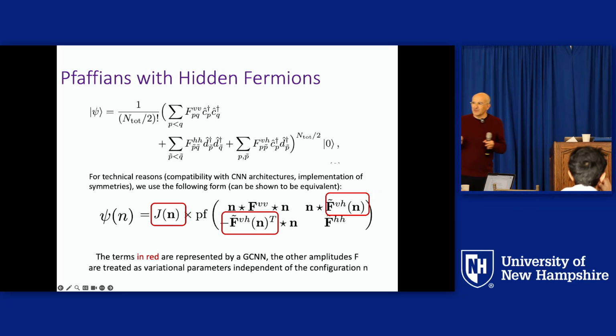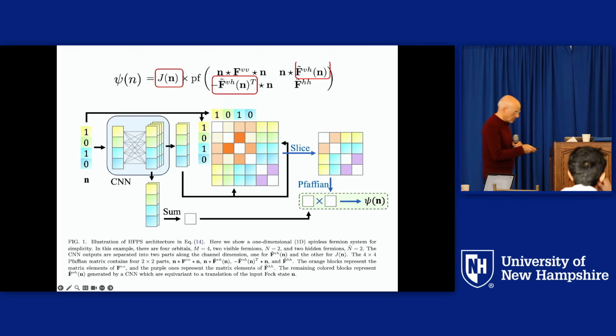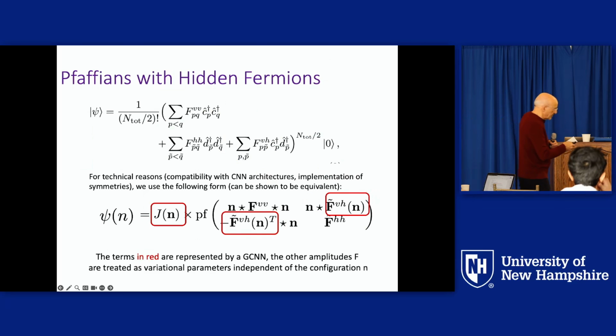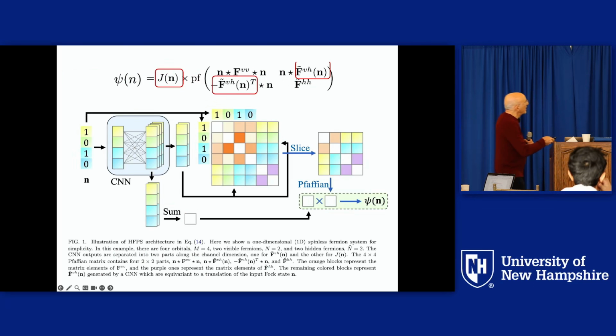More technical details will be a little bit above my pay grade, but I'm happy to try to answer if there are questions. So this is the equation here, which is repeated on that slide. And this is sort of a cartoonesque picture of what is really done. So this is an example that has two visible fermions and two hidden fermions, just a toy example.